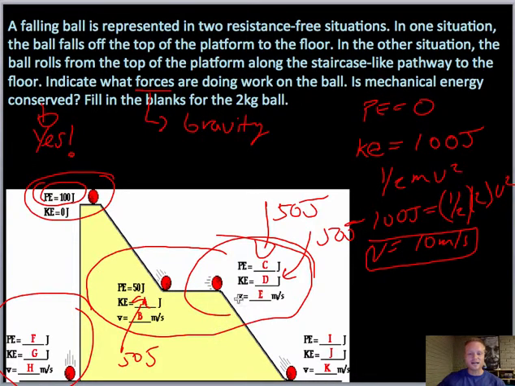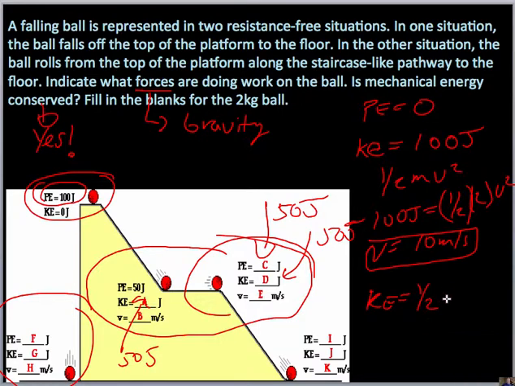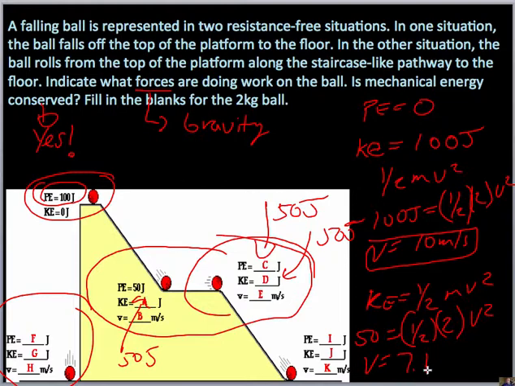Now, to figure out the velocity, again, we're going to use this equation where kinetic energy equals 1/2 mv squared. So 1/2 times 2 times the velocity squared, and then the kinetic energy here is 50 joules. If you do that math problem, you get a velocity of, I believe, 7.1 meters per second. Again, that would be the velocity. Now here's kind of a shortcut.